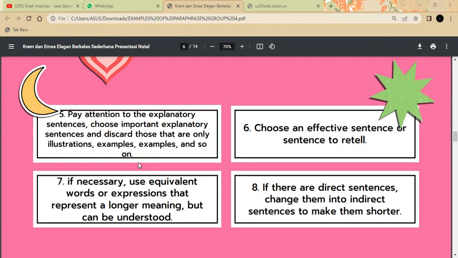7. If necessary, use equivalent words or expressions that represent a longer meaning but can be understood. 8. If there are direct sentences, change them into indirect sentences to make them shorter. That's all from me. Back to moderator.